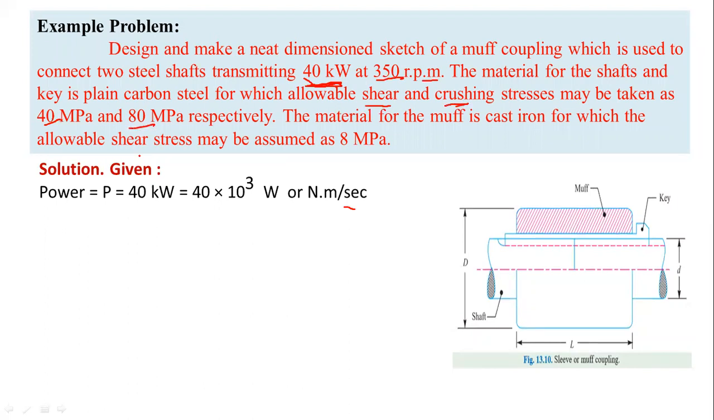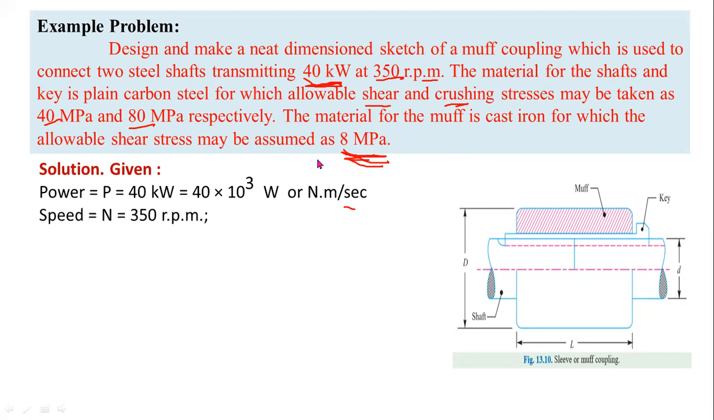80 megapascal. The material for the muff is cast iron, for which the allowable shear stress may be assumed as 8 megapascal. That means the shear stress induced in the cast iron material, that is the coupling, is 8 megapascal. So these all are given values.